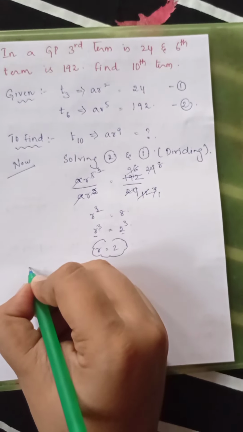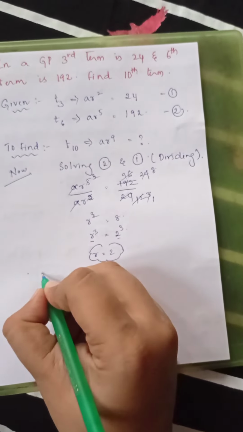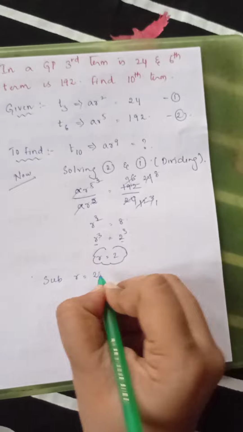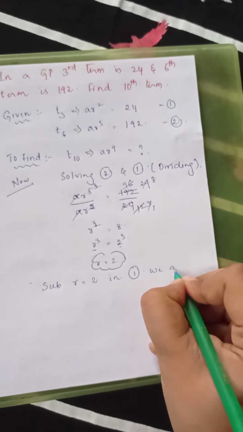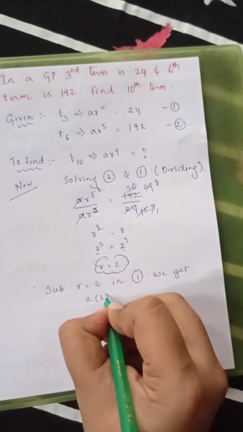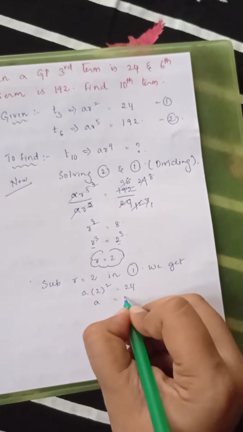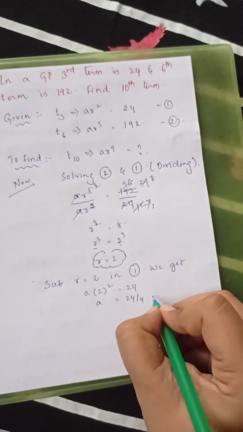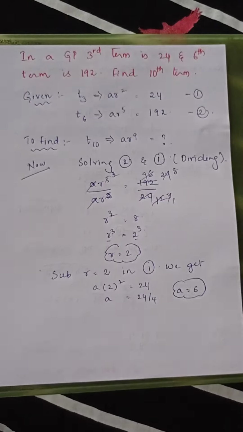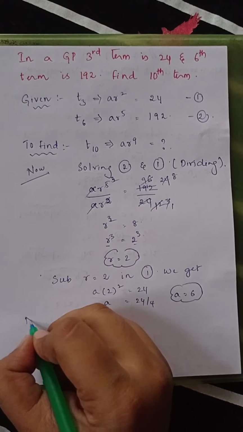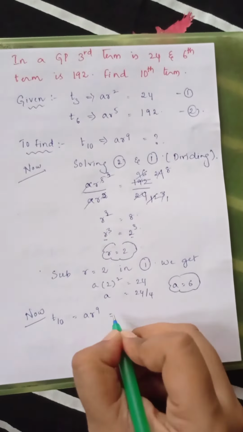Now we are going to substitute R is equal to 2 in equation 1. Okay, substituting R is equal to 2 in equation 1, then we'll get A into 2 power 2 is equal to 24. That is A is equal to 24 by 4. So A is equal to 6, right? Now we got A and R values. Now we can find out the T10 value, that is AR power 9.